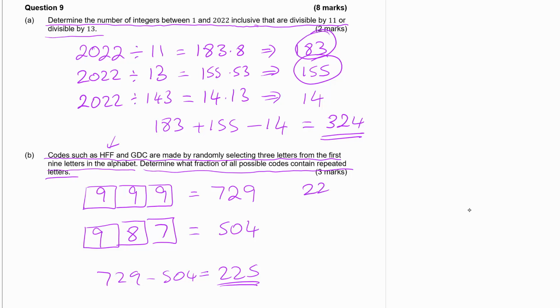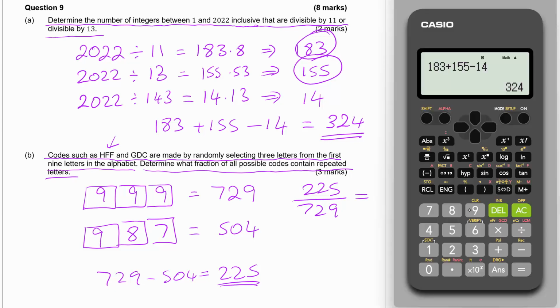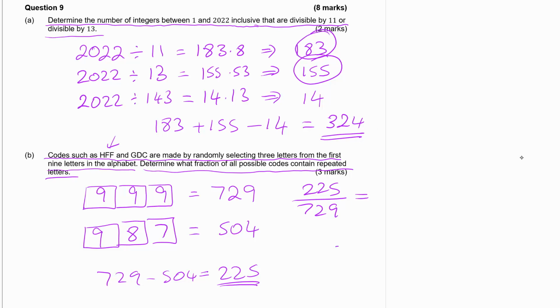So we've got 225 out of 729 have repeats. And we can simplify that. 225 divided by 729, or at least if it does simplify, this will do it. And that is 25 over 81.